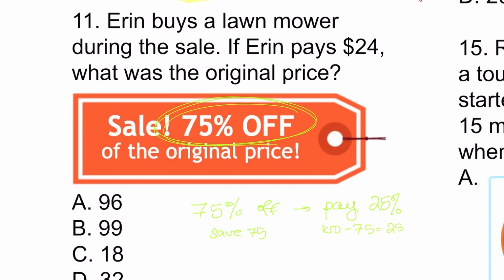But the total for this percent problem is 100, because percent means out of 100, or 100% is a total. So that means that 25% is actually $24. To get the original price, that's 100%. So to go from 25 to 100%, you have to times 4. Do that to the other side as well. When you times 4, 24 times 4 will be 96. So this lawnmower used to cost $96. And then you saved 75%, which means you paid the remainder 25%, and that's 24.